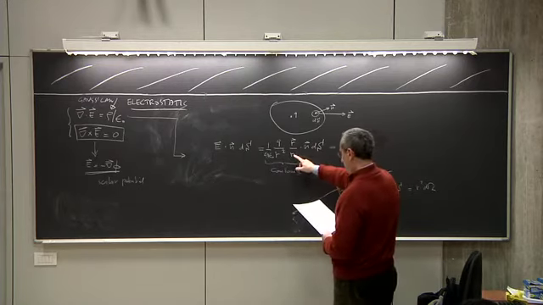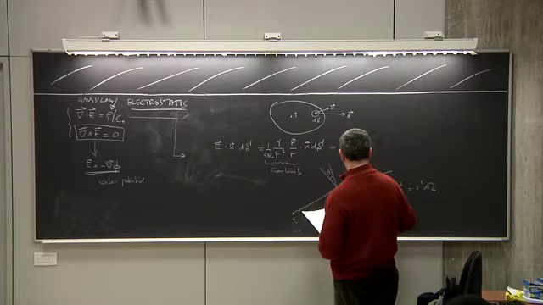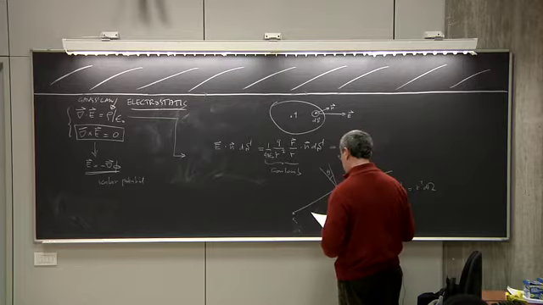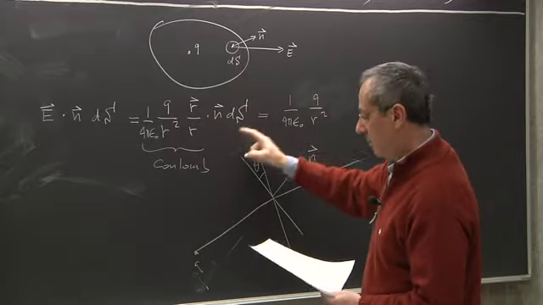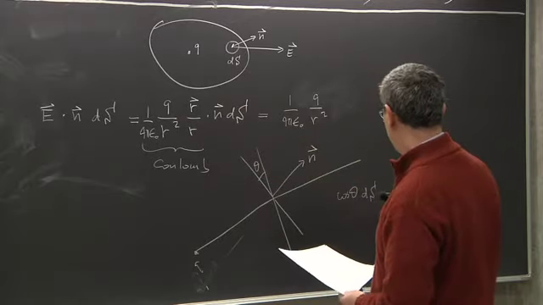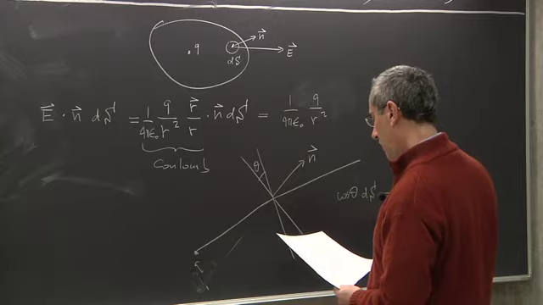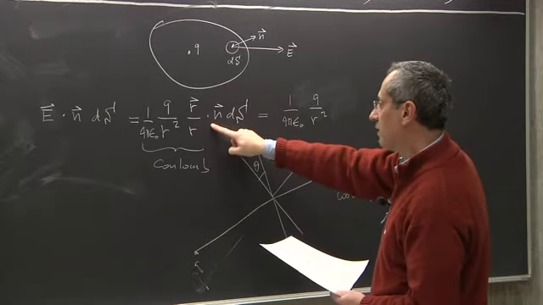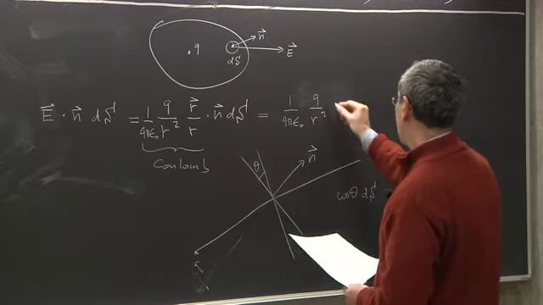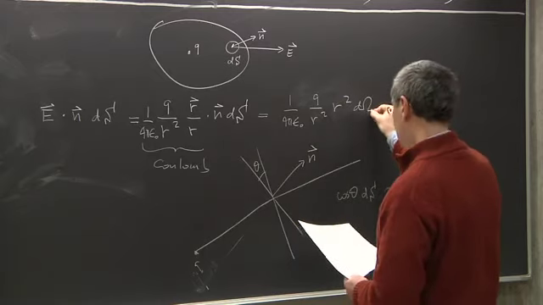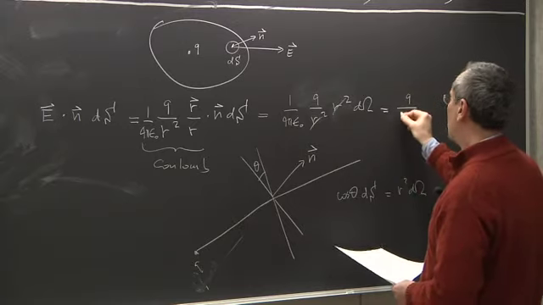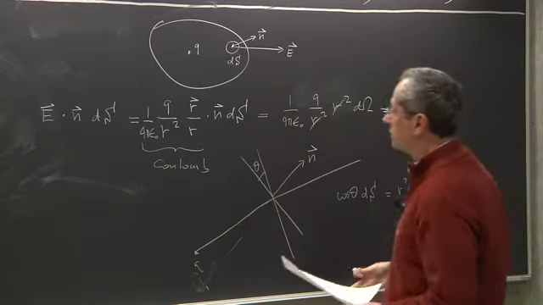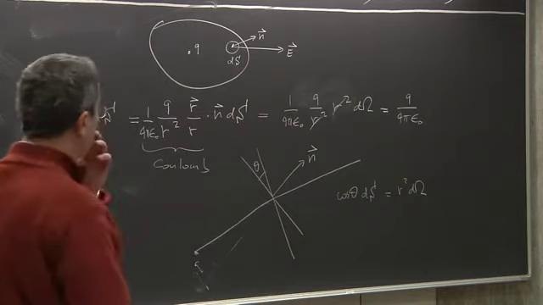Right, I have this 4 pi. So you see, this I get is 1 over 4 pi epsilon naught. Okay, then I have this q over r squared. Then this term here, you see through these relations, is just the cosine of theta ds, so I get r squared d omega. Therefore, I get exactly q over 4 pi epsilon naught.